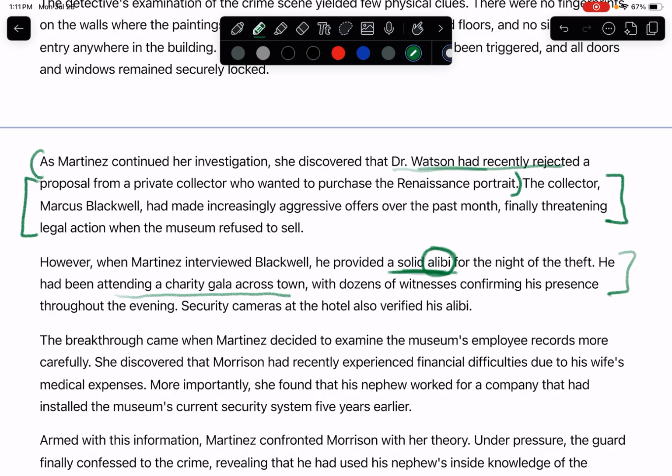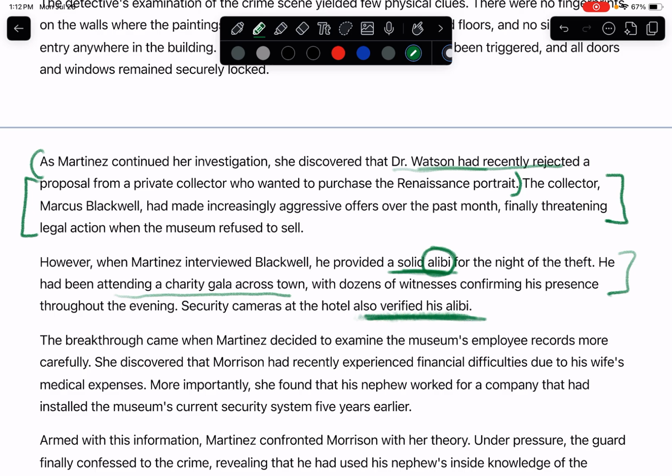Right? But again, the inference, right? This guy is very rich. This guy is very powerful. Maybe he hired people to steal it. He didn't have to do it. Why would he do it himself? Security cameras at the hotel also verify his alibi. So again, his alibi says that he could not have done it himself.